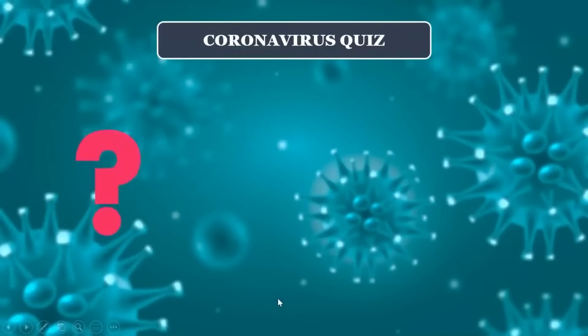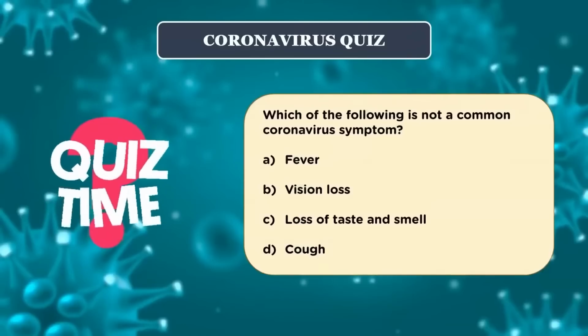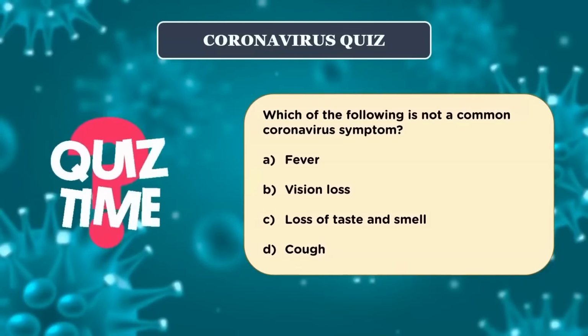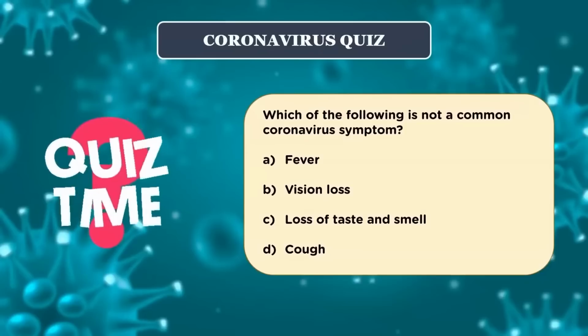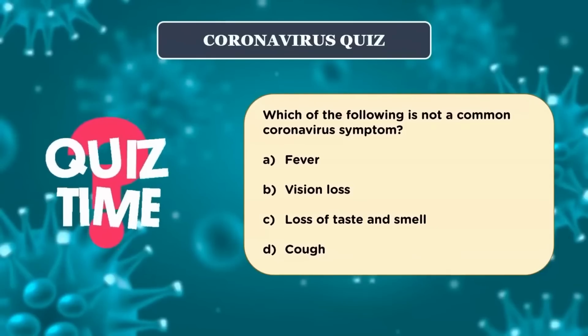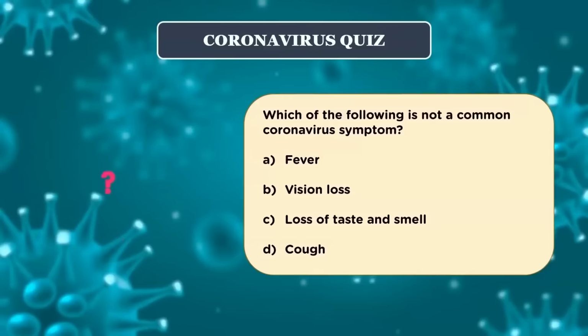Okay, so before moving on to our Tableau project, let's see the final quiz. Which of the following is not a common coronavirus symptom? So this question is to make you aware of the correct COVID symptoms. Here are the options. Is it A, fever, B, vision loss, C, loss of taste and smell, or is it D, cough? Please put your answers in the comment section of the video and let us know what you think. Now we'll move on to our second COVID data analysis project.